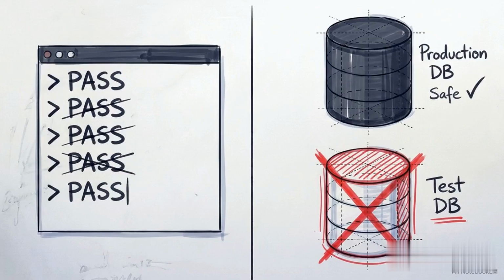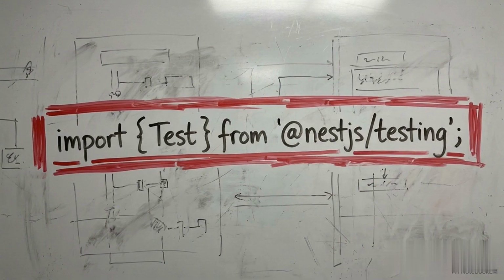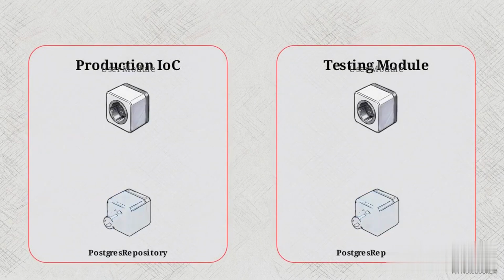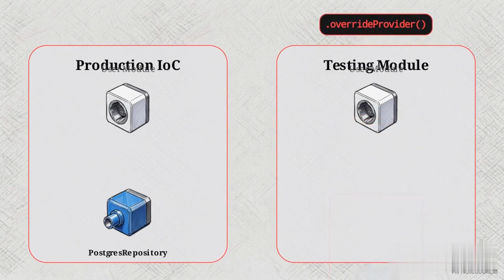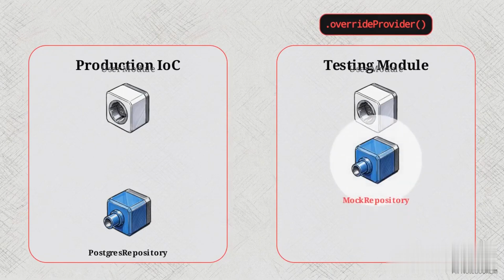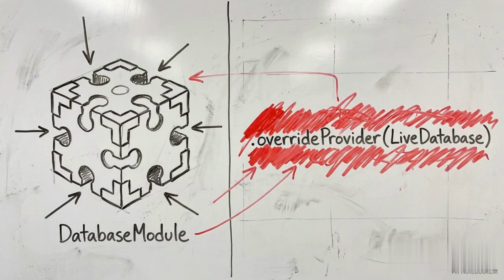Continuous deployment relies on automated tests that evaluate the entire system without modifying live production databases. NestJS facilitates this through the @nestjs/testing package, specifically utilizing the Test.createTestingModule utility. The testing module perfectly mirrors the production IoC container on the left. However, the .overrideProvider method allows you to target a specific dependency, like a live database, and replace it entirely with a mock repository returning static test data. You are intercepting the dependency injection process.